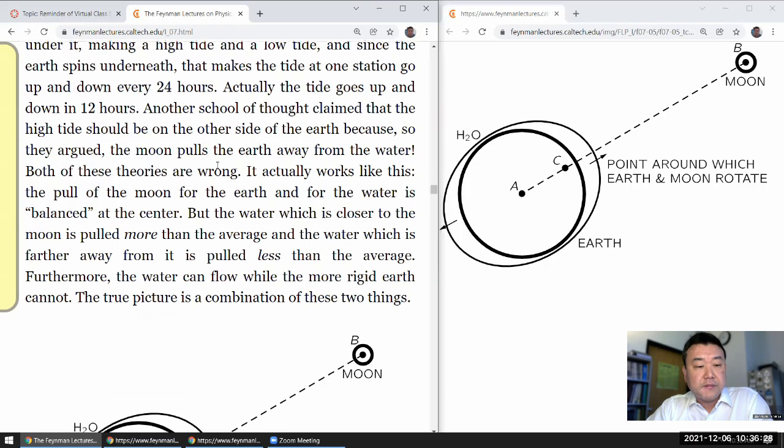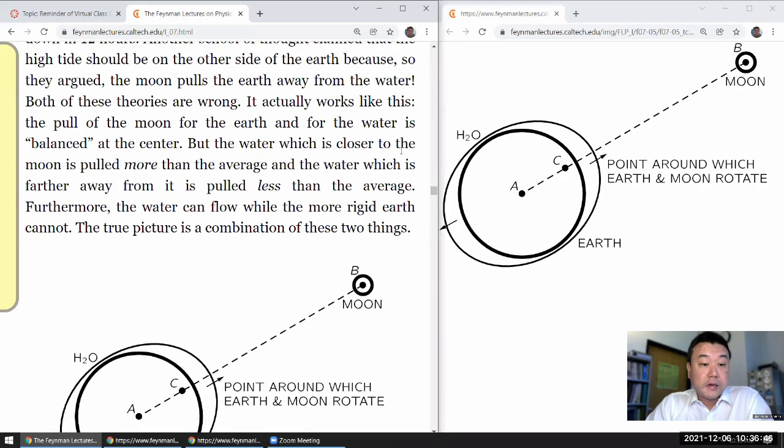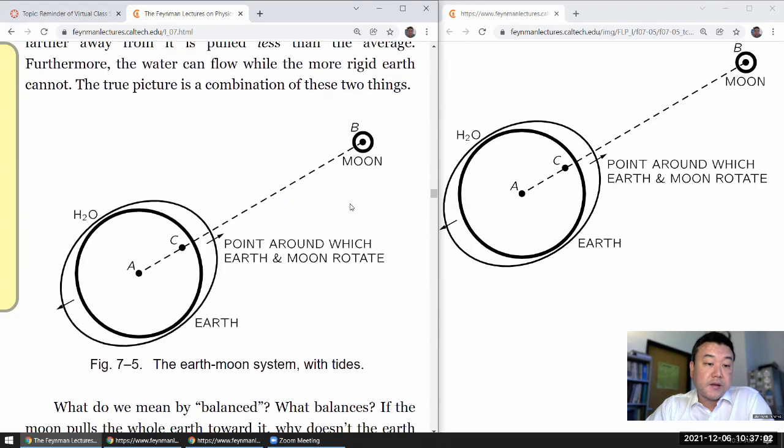Another school of thought claimed that the high tide should be on the other side of the Earth because, so they argued, the moon pulls the Earth away from the water. Both of these theories are wrong. It actually works like this. The pull of the moon for the Earth and for the water is balanced at the center. But the water which is closer to the moon is pulled more than the average, and the water which is farther away is pulled less than the average. Furthermore, the water can flow while the more rigid Earth cannot.